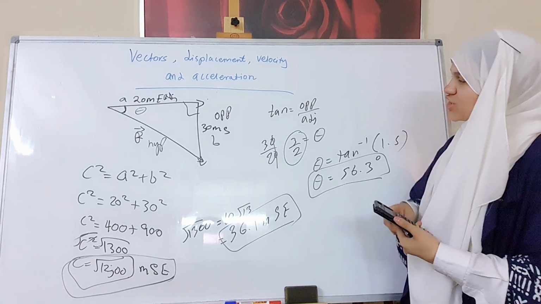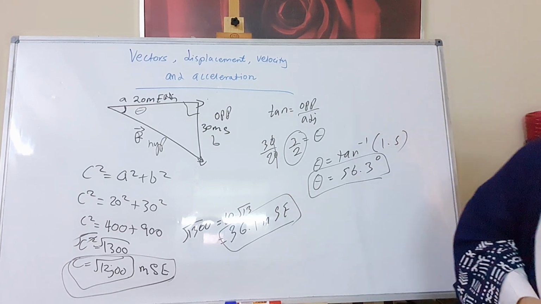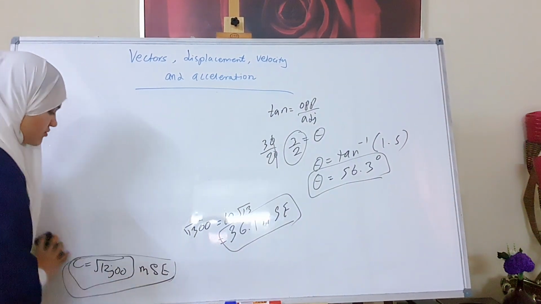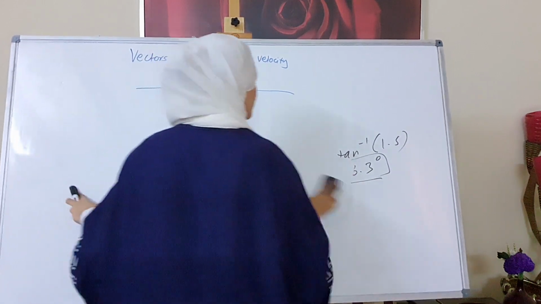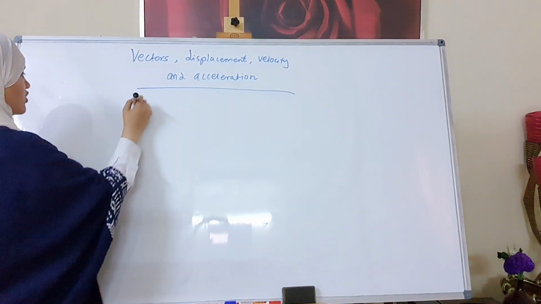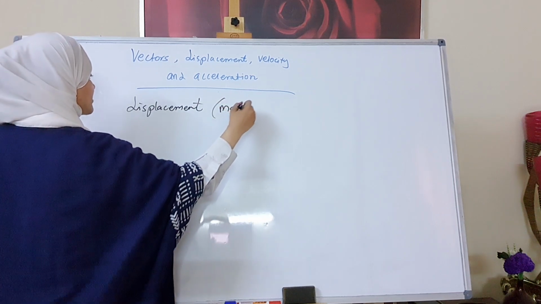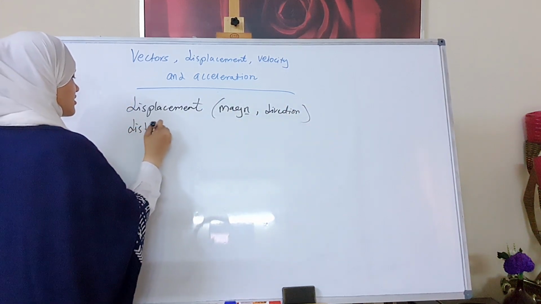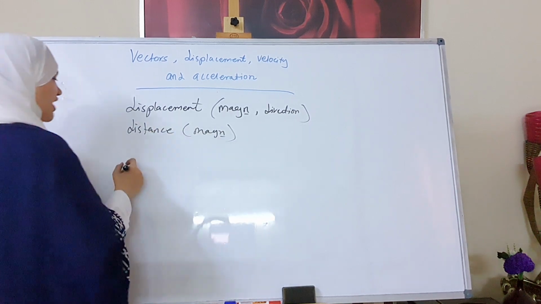This was only for vectors, but you can also use it for displacement and distance. For example, first of all, know what displacement and distance are. Displacement is given by both magnitude and direction. But for distance, it's just magnitude.